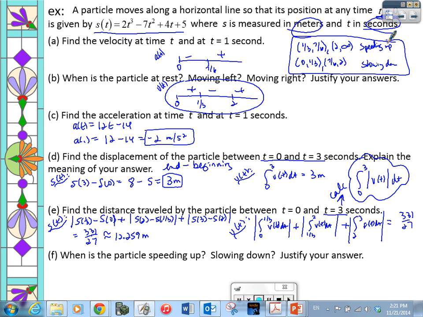Now we need to justify. Okay, justify. How do we know we're speeding up? They're both the same sign. So we would say v of t and a of t have the same signs. That's how we know, right? v of t and a of t have the same signs. How do we know that we're slowing down? They have different signs. So v of t and a of t have different signs. And that's your justification. That's all you need to do. Okay, are we okay?